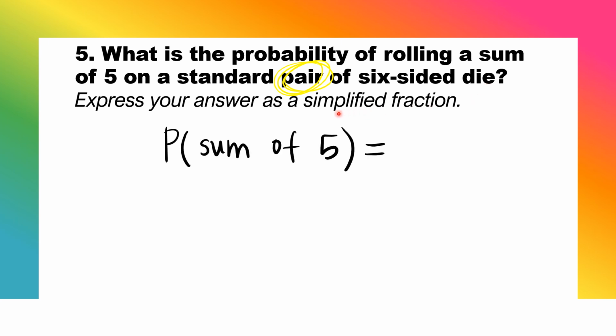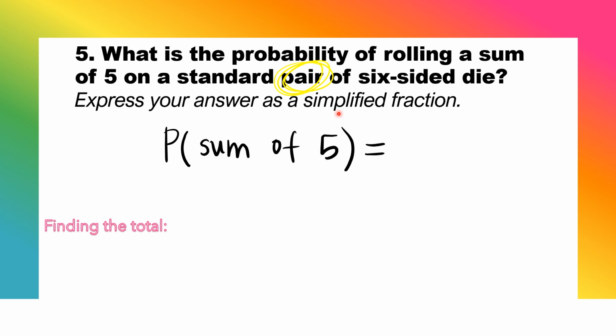We know that probability is success over total. So we're thinking, what is the success here? What is the total here? A success is going to be that I roll a sum of 5. We'll think about that in just a second. We'll go ahead first and get our total.